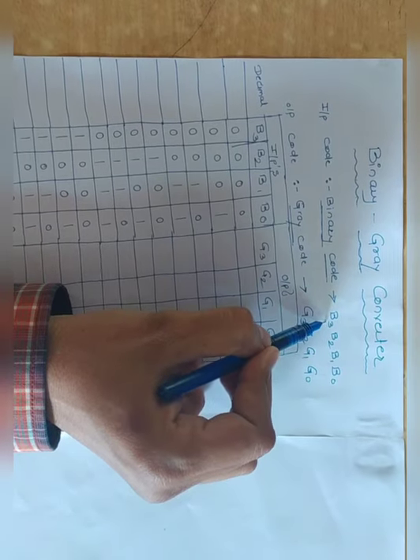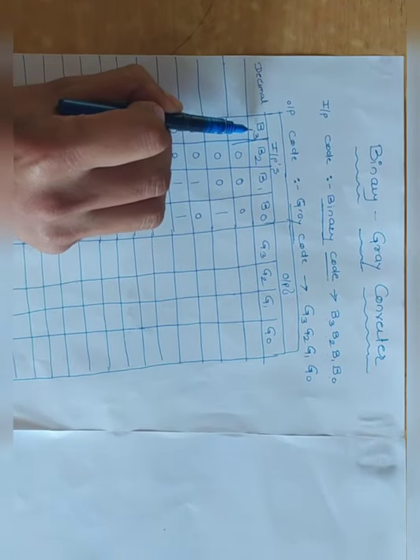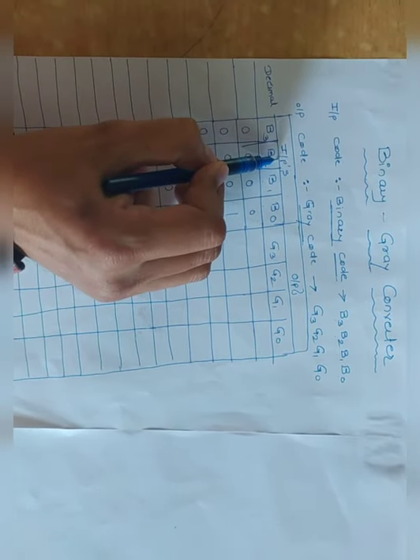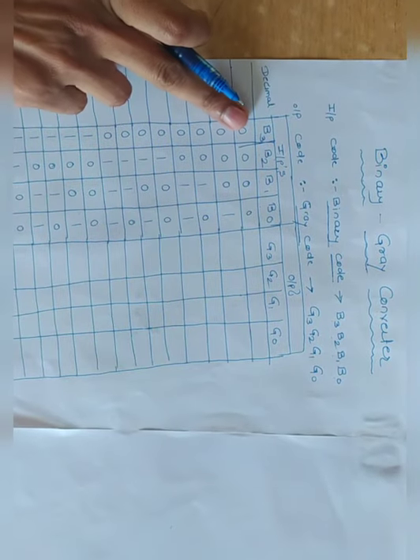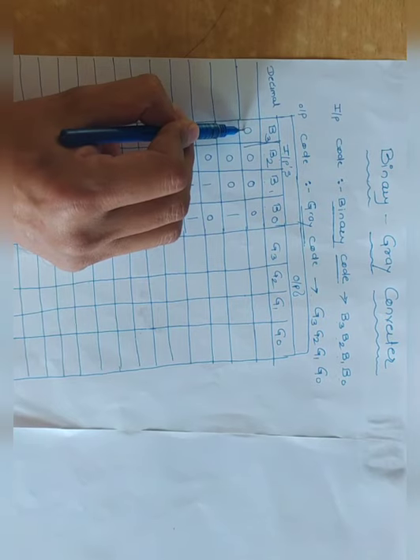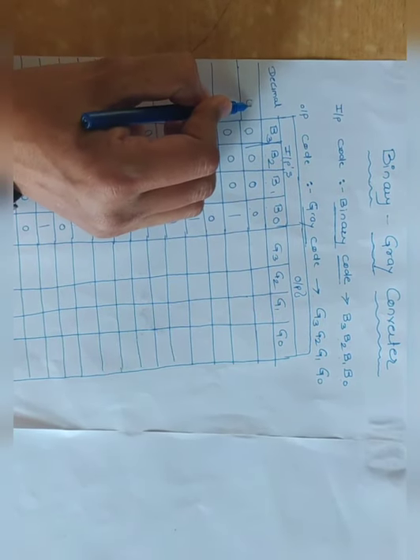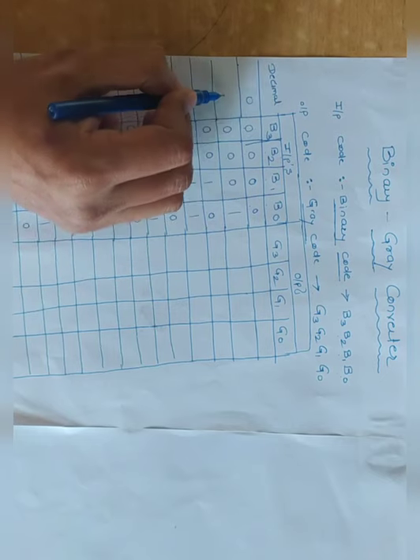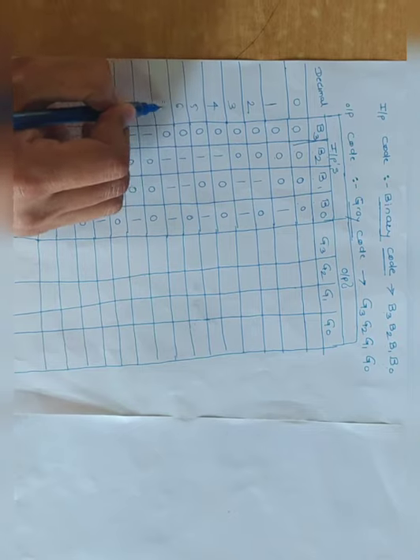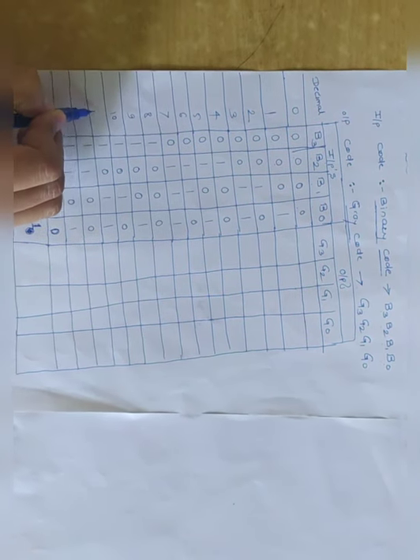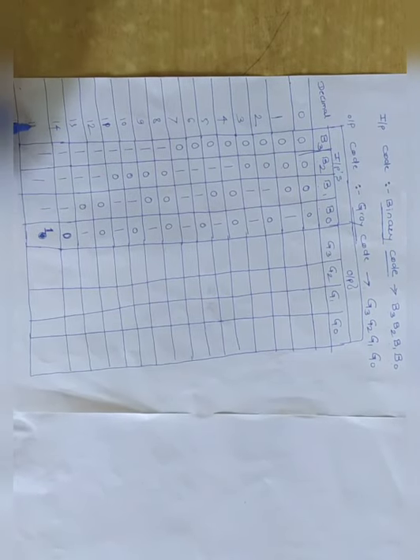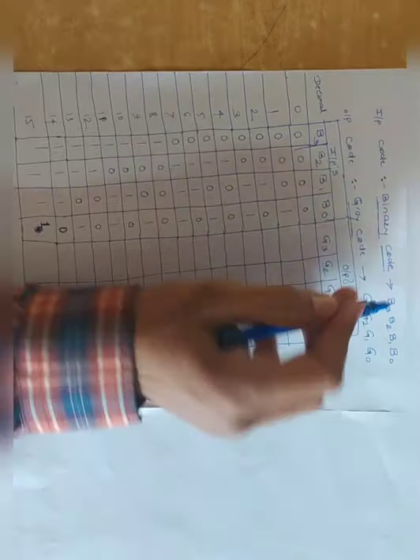Here the inputs are B3, B2, B1 and B0. These are my inputs, and these are the possible combinations for these 4-bit inputs. 0 0 0 0 in decimal is 0, 0 0 0 1 in decimal is 1, and so on: 2, 3, 4, 5, 6, 7, 8, 9, 10, 11, 12, 13, 14 and 15.